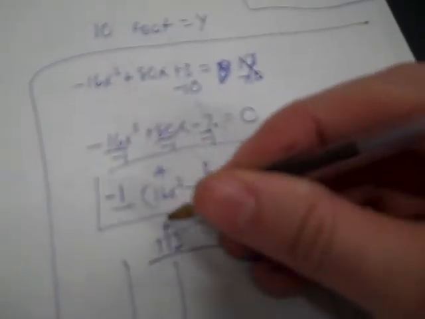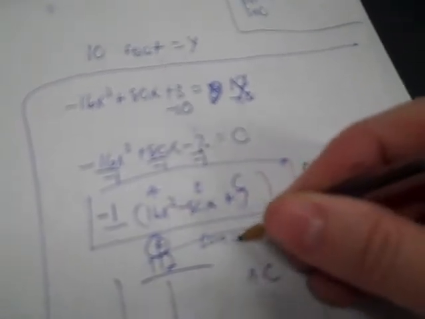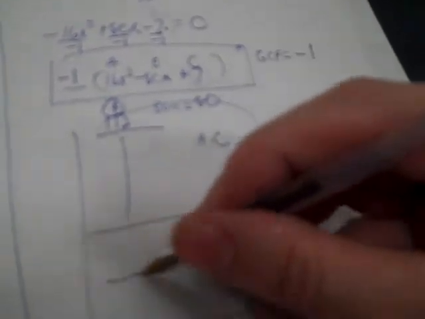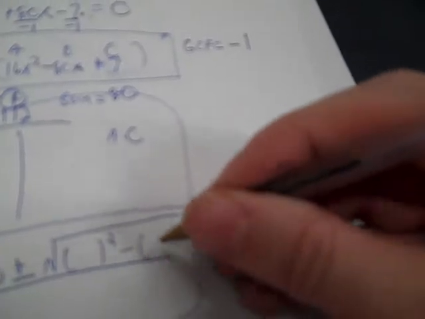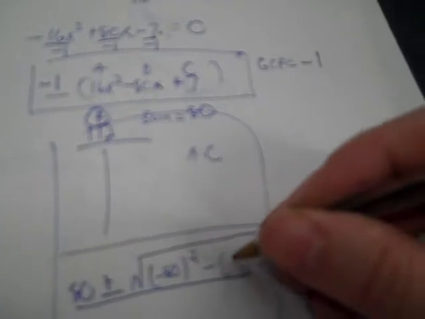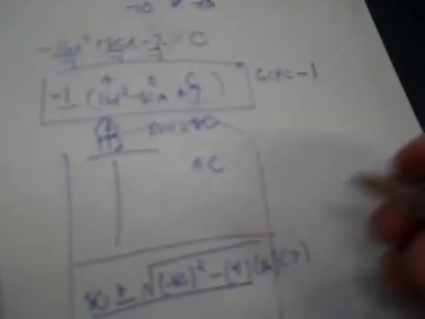Okay, A times C, 16 times 7, positive 112, sum of 80, but any numbers in the hundreds I'm not going to bother with. I'm just going to make my quadratic formula. So the opposite of B is 80, plus or minus the square root of, parentheses, B is negative 80, squared, minus 4, and then A is 16, and C is positive 7.